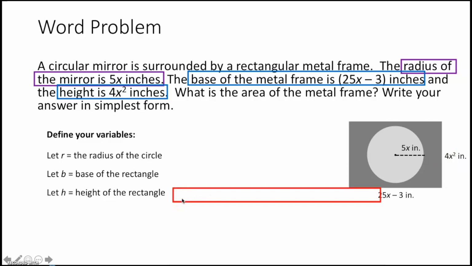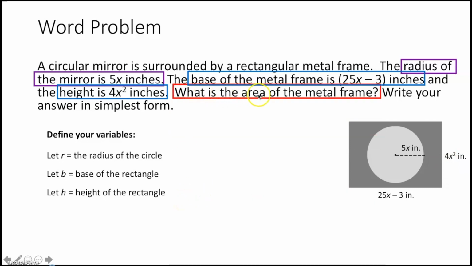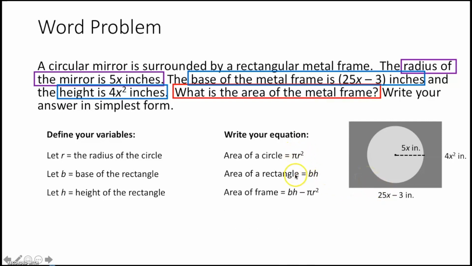Now, what are we going to do? Well, it says, what is the area of the metal frame? So that would be this dark gray part here. Okay, so in order to figure out the area of the metal frame, what we have to do is take whatever the area of the circle is and subtract it from the area of the rectangle. So the area of our frame, this dark gray part, is going to be equal to whatever the area of the rectangle is minus the area of the circle.